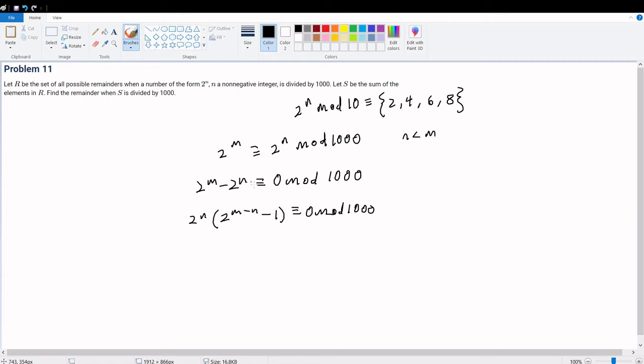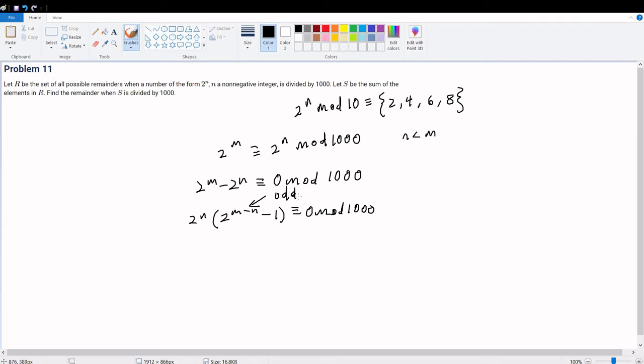Alright, so looking at this, what is the next step? Well, we have that this thing on the left side is a multiple of 1,000. And one thing I notice is that this factor is odd. Why is that? 2 to the m minus n is even. The only time that 2 to the m minus n is odd is if m is equal to n, but we've assumed that m is strictly greater than n, which means that this factor right here is necessarily odd.